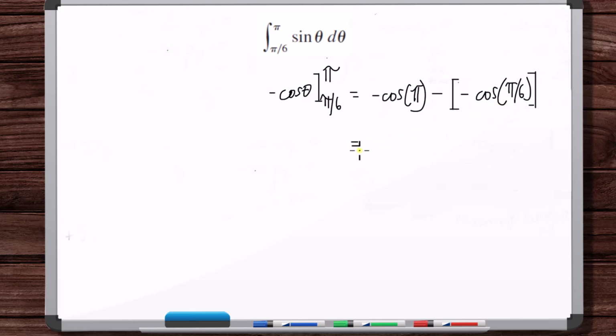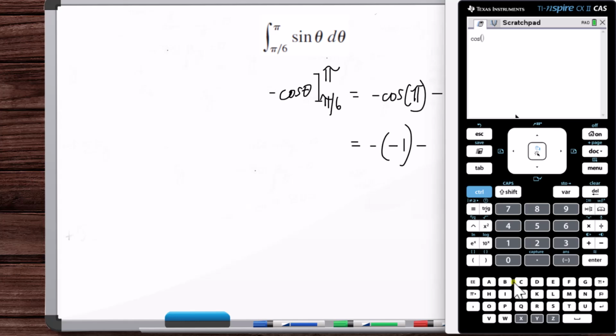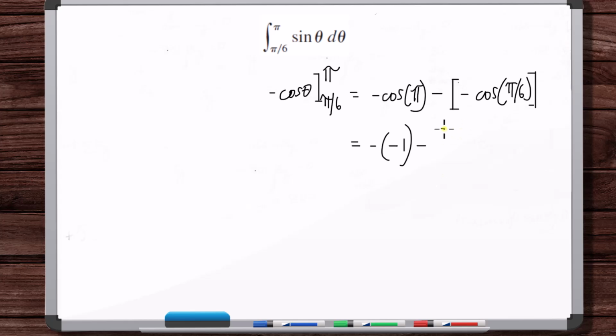Okay, what is cosine of pi? That's minus 1. Okay, let me verify that. So cosine of pi, yeah. Okay, now cosine of pi over 6 is root 3 over 2. Okay, minus root 3 over 2. So we've got 1 plus root 3 over 2. There you go.